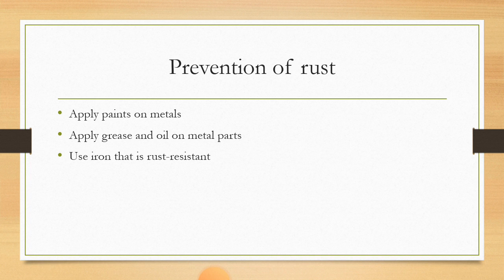Sometimes you see that the paints on your cars, on your gates are faded off, and the metal is beginning to rust a little, if you're observant. So in that case, what do you do? You just simply paint it to make it fresh, and then prevent rusting. You can also apply grease and oil on metal parts. Hinges of your gates, your doors, any part that is exposed to rain and air that could rust, just apply grease and oil.